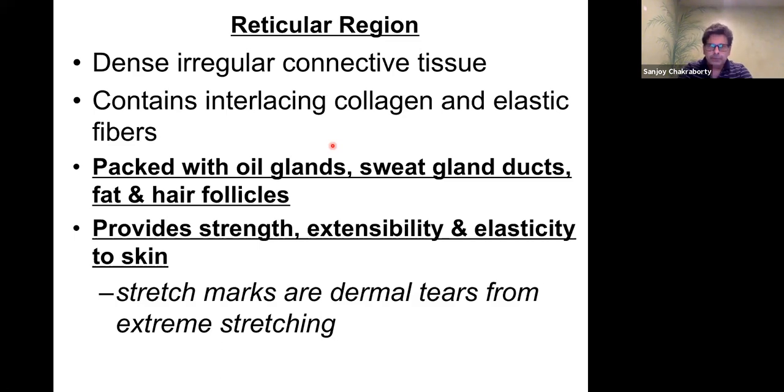This is the main area that provides the strength and elasticity to the skin. So sometimes, because of obesity, the skin stretches, or from natural causes like pregnancy, when the connective tissue in this area stretches, it creates a stretch mark. So extreme stretching causes those dermal tears in those areas.